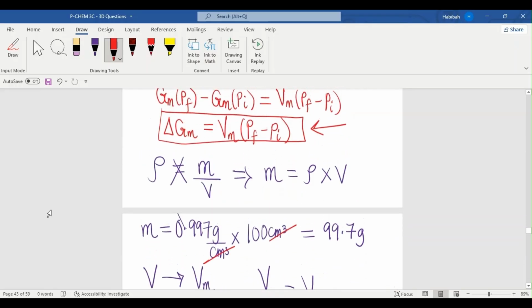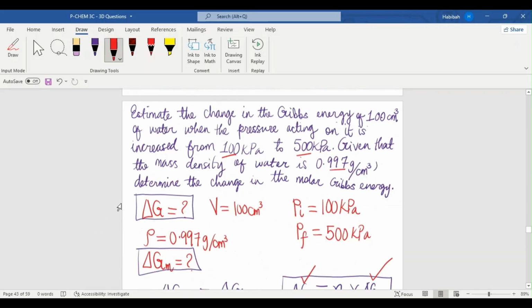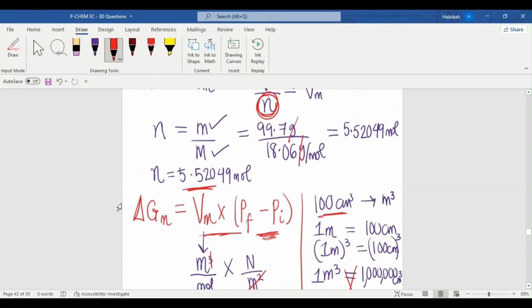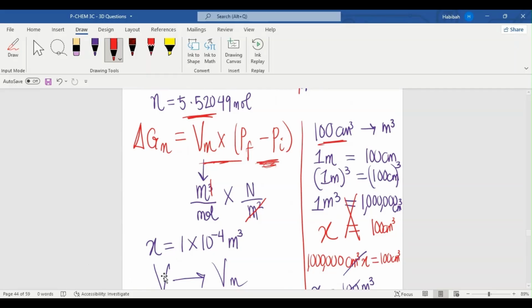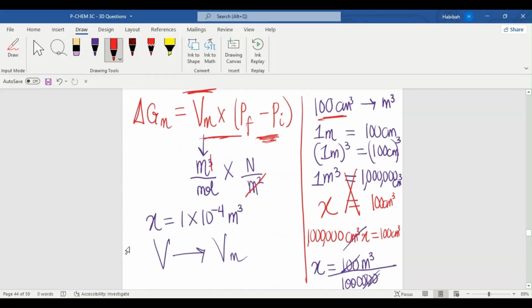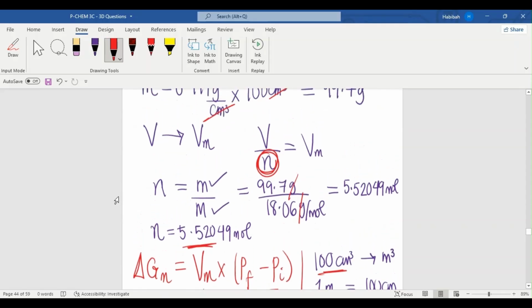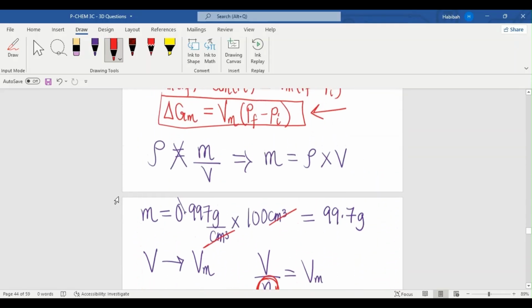So we had to manipulate the unit for volume to get joules per mole. That means we had to change from 100 centimeter cube to meter cube, and we know that value to be 1 times 10 to the power negative 4. So now we had the units for volume. We had to remember that the formula required us to use molar volume. So we divided volume by number of moles to get molar volume. To even find the number of moles before molar volume, we were given the value for density.